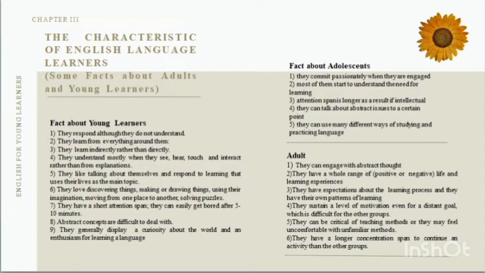Fact about adults: they can engage with abstract thought. They have a whole range of positive or negative life and learning experience. They have expectations about the learning process and they have their own patterns of learning. They sustain a level of motivation even for a distant goal, which is difficult for the other groups. They can be critical of teaching methods, or they may feel uncomfortable with unfamiliar methods. And also they have a longer concentration span to continue an activity than the other groups.